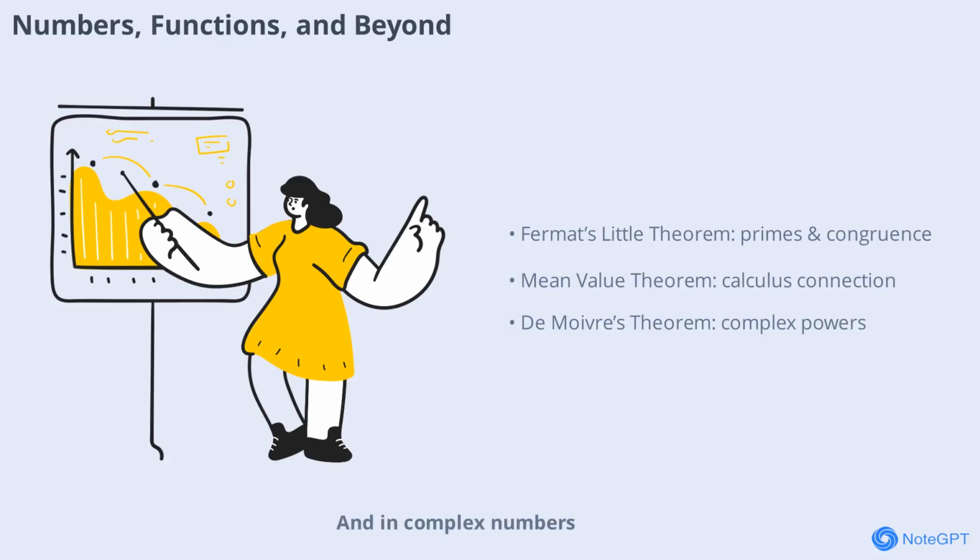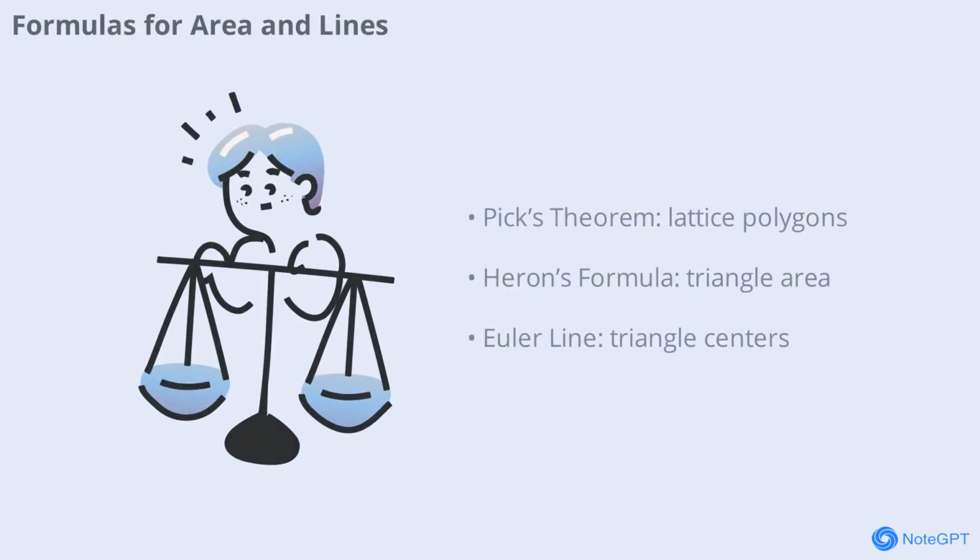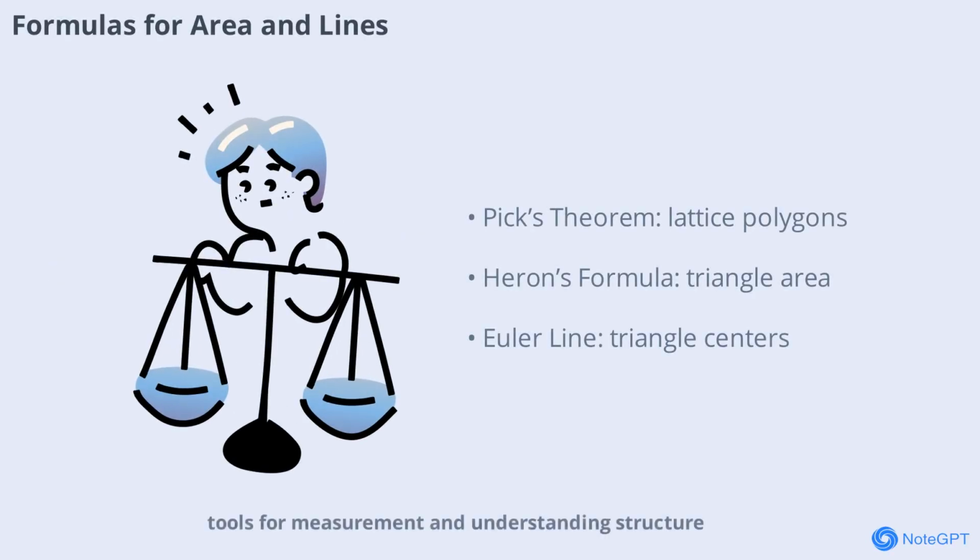And in complex numbers, De Moivre's theorem elegantly connects trigonometry and exponentiation, showing that (cos x + i sin x)^n equals cos nx + i sin nx. These theorems highlight the unity of mathematics, linking geometry, algebra, and analysis in surprising ways. Geometry also gives us practical tools for measurement and understanding structure.